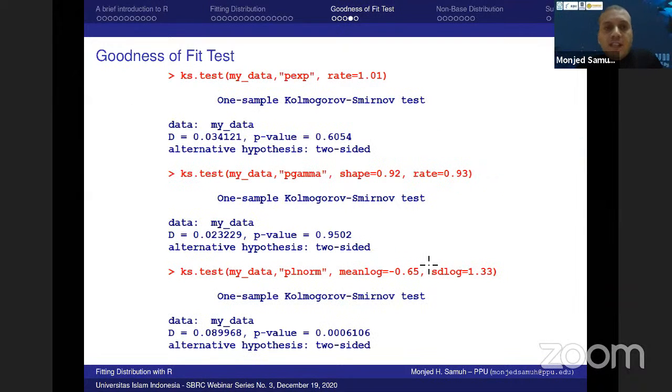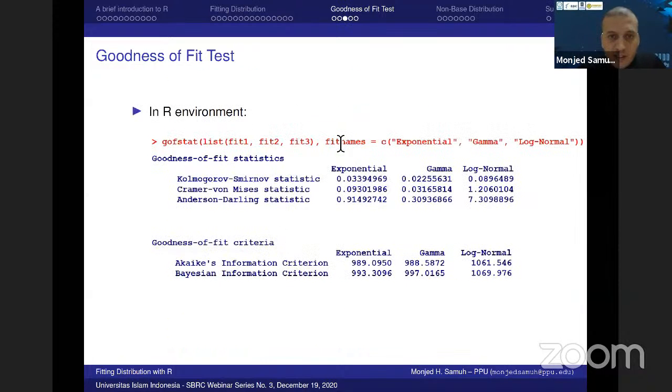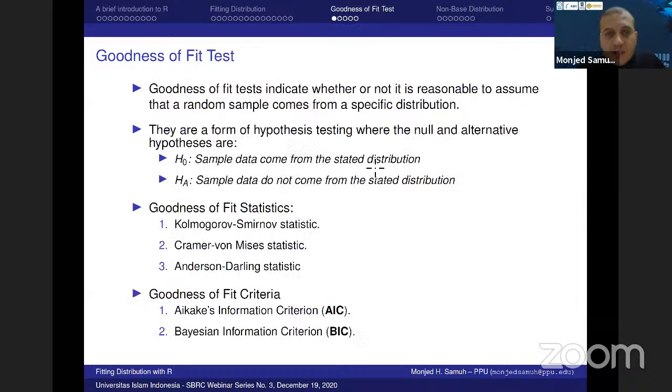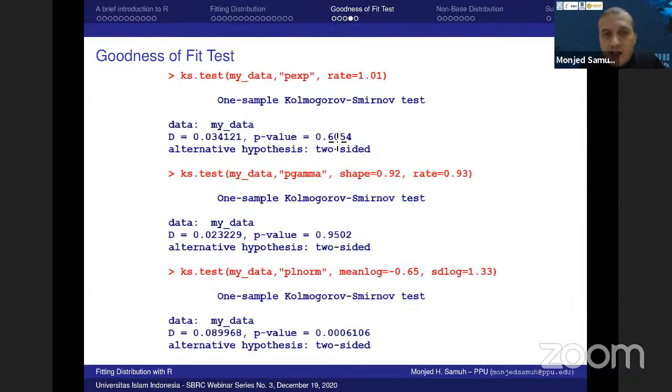We need a test that says whether the data come from a specific distribution. Here we have the Kolmogorov-Smirnov test, ks.test, on our data, whether it comes from an exponential distribution with rate 1.01. We see the p-value here is large, not smaller than a pre-assigned level of significance alpha. It could be 0.05. So we accept H0. What is H0 here? Again, H0 is that our data come from a specific distribution, here from exponential. We say, yes, we accept this hypothesis.